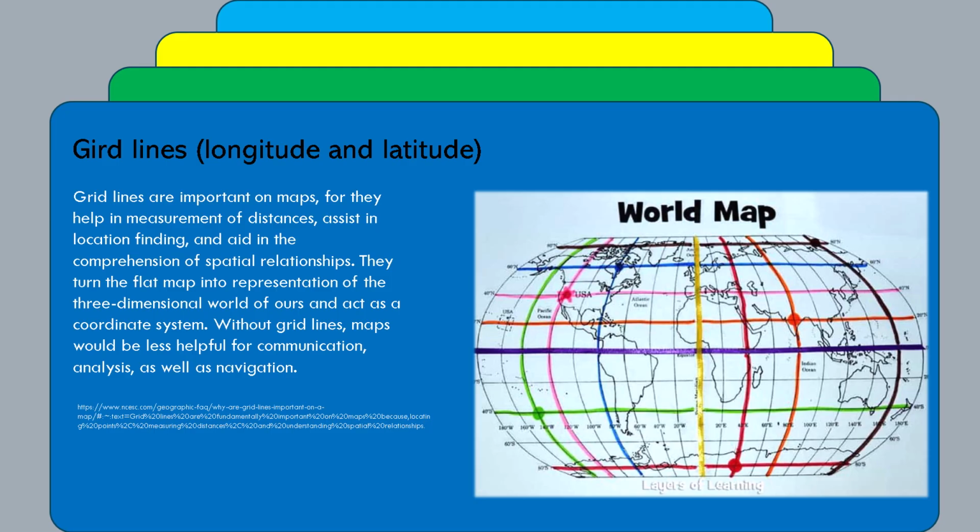Are they on the north arrow? How far are the two places located? And the distance between the two places. And also grid lines turn the flat map into a representation of the three-dimensional world of ours, as shown on your right, and act as a coordinate system. Without grid lines, map would be less helpful for communication, analysis, as well as navigation.